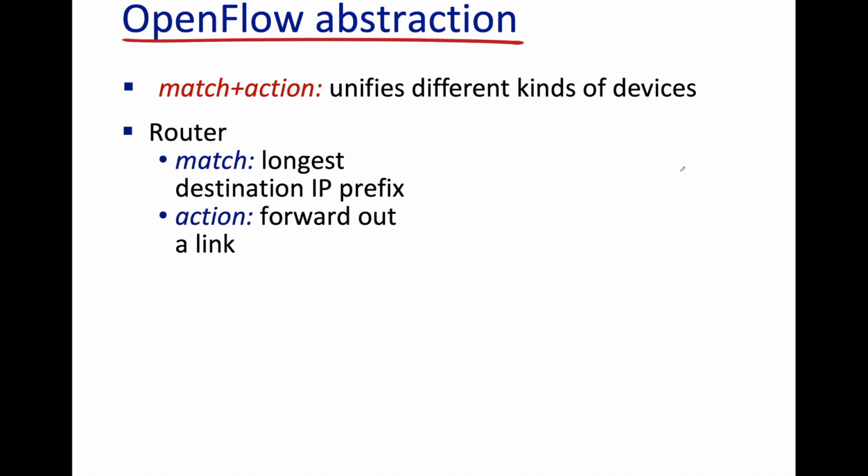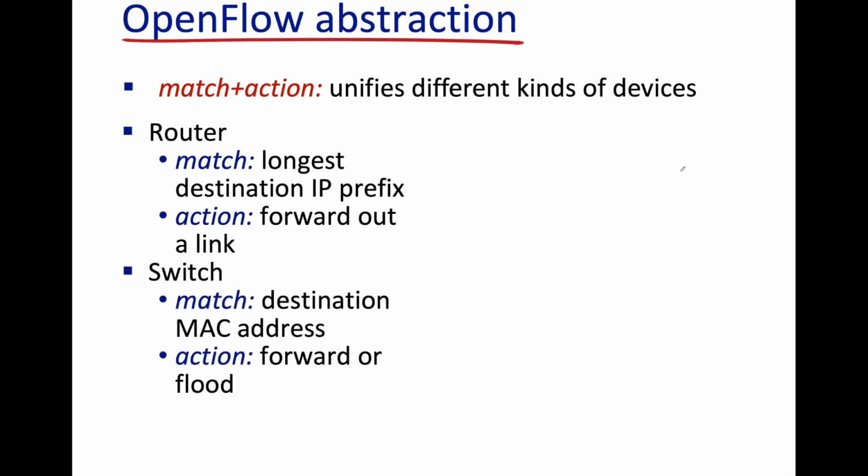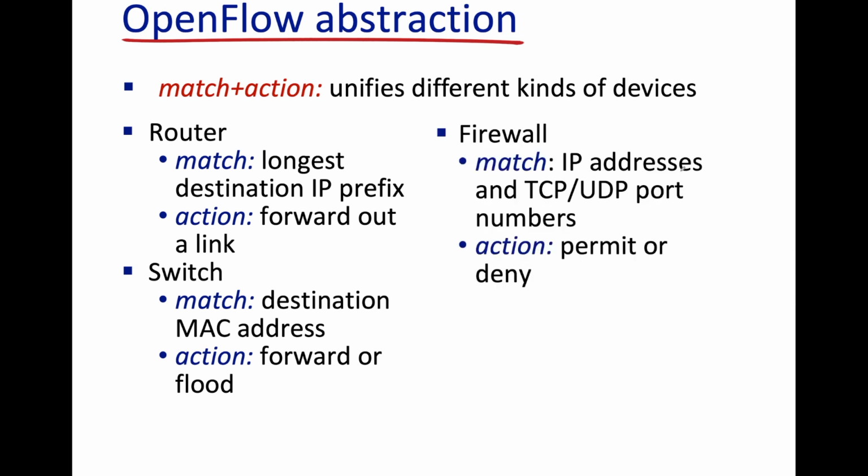Well, a router says match the longest destination prefix for your IP address, and the action to take when that match occurs is to forward it out of a particular link. A switch says when I get a particular destination MAC address, when I match one, the action is to forward, which is called flooding, and we'll learn more about that when we deal with the link layer. The firewall behavior is when you match a particular IP address and port number, the action is either to permit this traffic to proceed or deny this traffic to drop those datagrams.